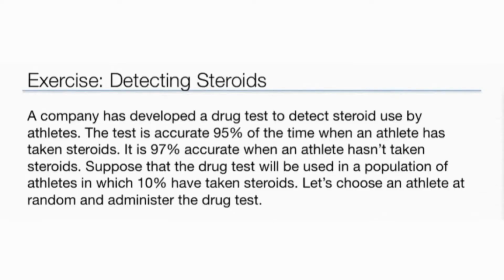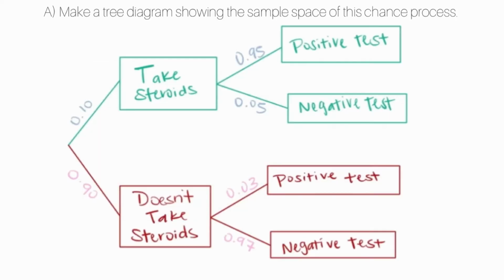Hello, my name is Wendell Chendel, and today I will be reviewing Chapter 4, Probability, Question 6, Detecting Steroids. A company has developed a drug test to detect steroid use by athletes. The test is accurate 95% of the time when an athlete has taken steroids. It is 97% accurate when an athlete hasn't taken steroids. Suppose that the drug test will be used in a population of athletes in which 10% have taken steroids. Let's choose an athlete at random and administer the drug test. Part A. Make a tree diagram showing the sample space of this chance process.